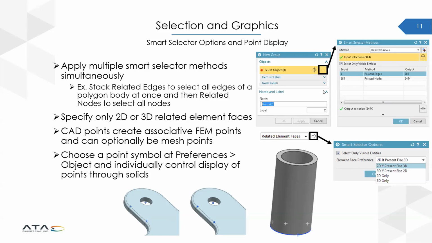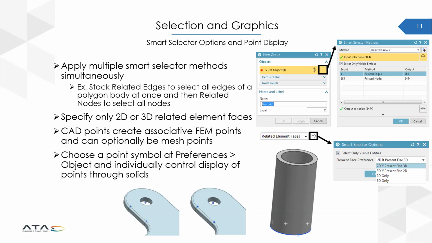In addition, if we're going to select related element faces, we now have an option to select 2D or 3D element faces. So this would be useful if you had a solid model that had a shell coat or something on it. You could choose if you only wanted to select the 2D or if you only wanted to select the 3D.